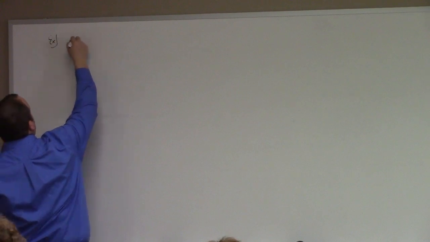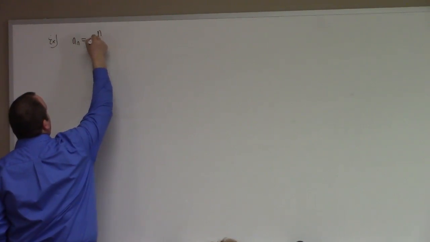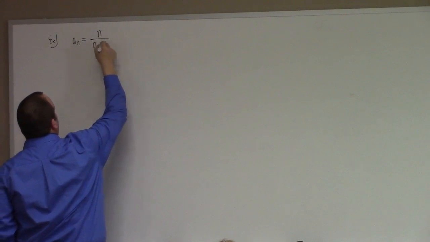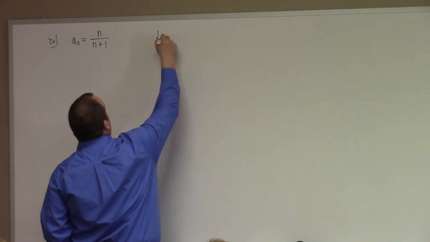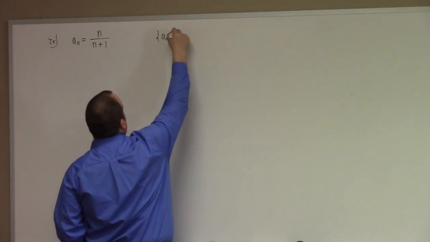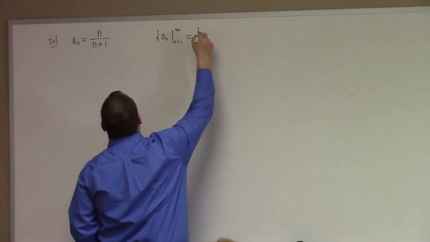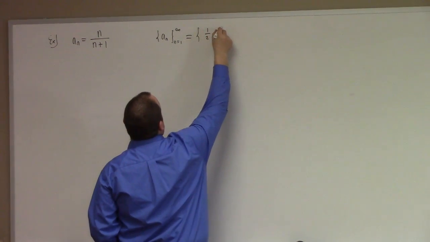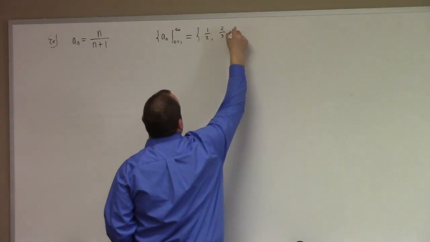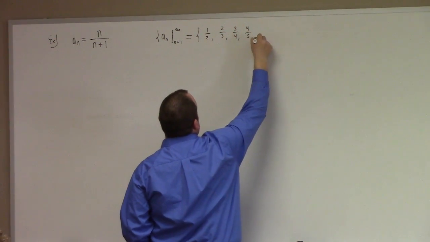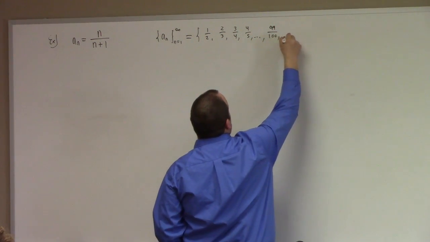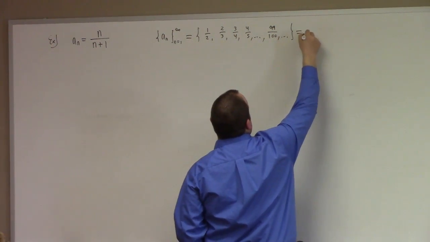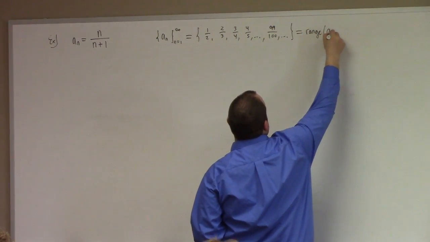Example. a sub n equals n over n plus 1. All right, so just to get a handle on what this is, we've got a sub n for n equals 1 to infinity. What does it look like, actually? The range of it is what? It's 1/2, 2/3, 3/4, 4/5, and so forth. He, for kicks, lists 99 over 100 in the book, which is kind of fun. It goes on and on. So that, folks, is the range of the sequence a sub n.